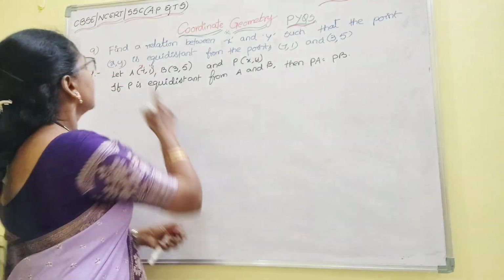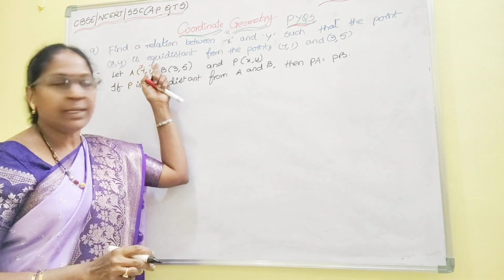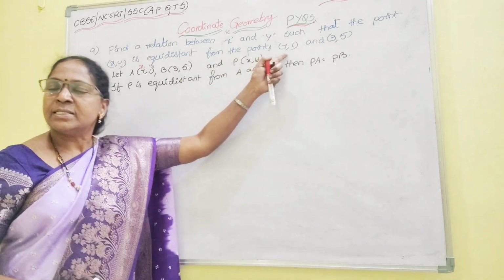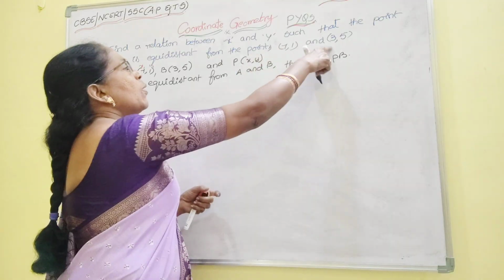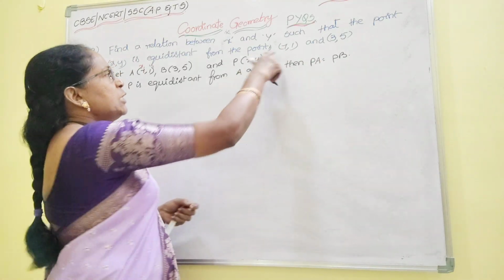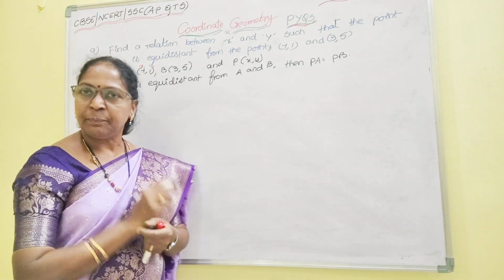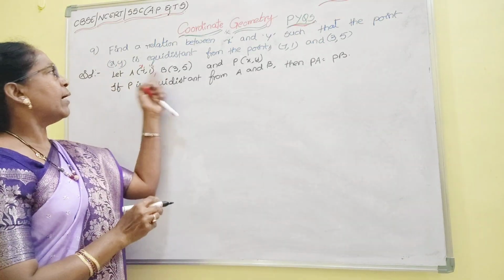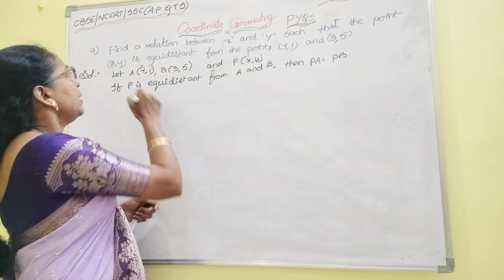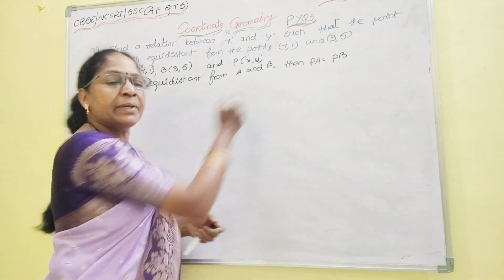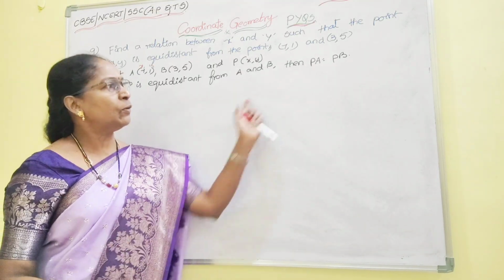Next question: find a relation between x and y such that the point (x, y) is equidistant from the points (7, 1) and (3, 5). Here 3 points are given. Assume these 2 points as A and B. These 2 points are equidistant from another point that you have to assume as P. So let A and B be these values, and P is another point with values x and y. Now this point P is equidistant from A and B. Whenever it is equidistant from A and B, then PA equals PB.